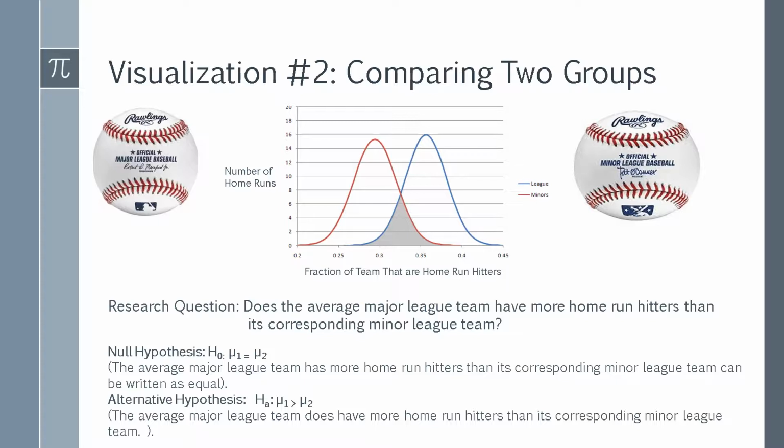I've got 2 variables. They appear to be independent of each other. The null hypothesis can be written as one being equal to the other, so I have the null hypothesis as one bell curve equaling the other. The alternative is the opposite: the average major league team does have more home run hitters than its corresponding minor league team.